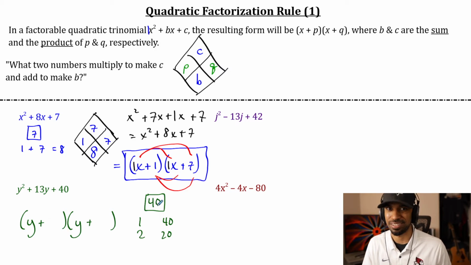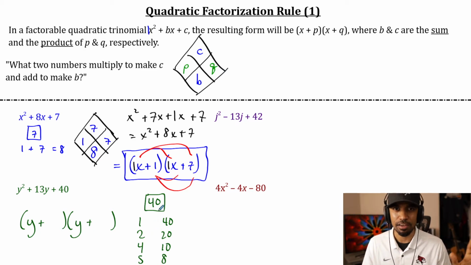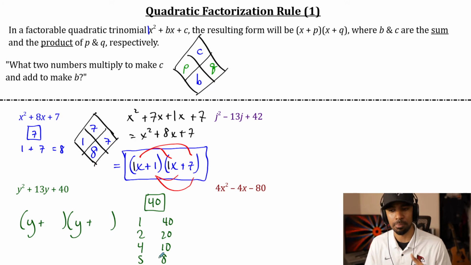40 divided by 3 doesn't work. So 40 divided by 4 is 10, 40 divided by 5 is 8. And after that, it can't divide by 6 or 7, but it can divide by 8 and you get 5 again. So you're kind of back where you last were. So I think we found all our numbers here that multiply to make 40. At least our integers, right? When we talk about factorable, we're talking about the integer factors.